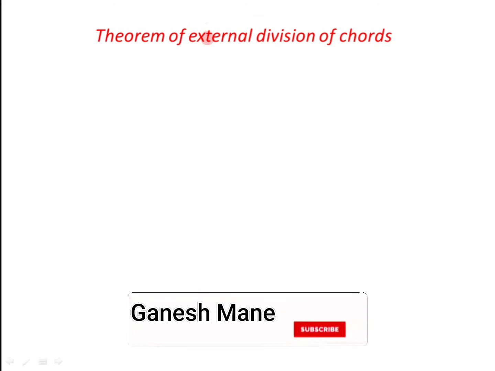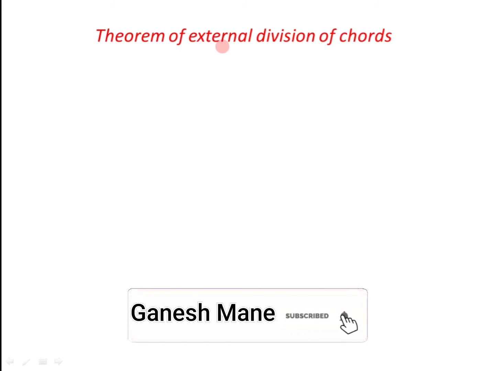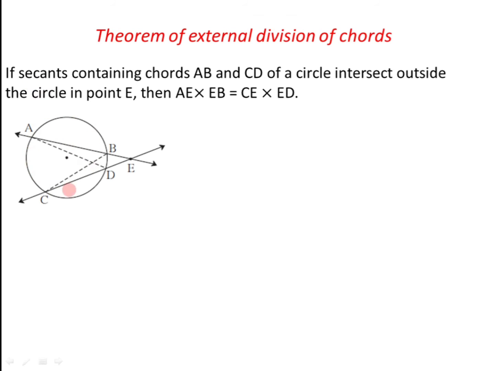Let us have the next theorem, the theorem of external division of chords. This theorem is similar to the previous one; the only difference is that this time the chords are intersecting at a point which is in the exterior of a circle. Let us consider the diagram given.